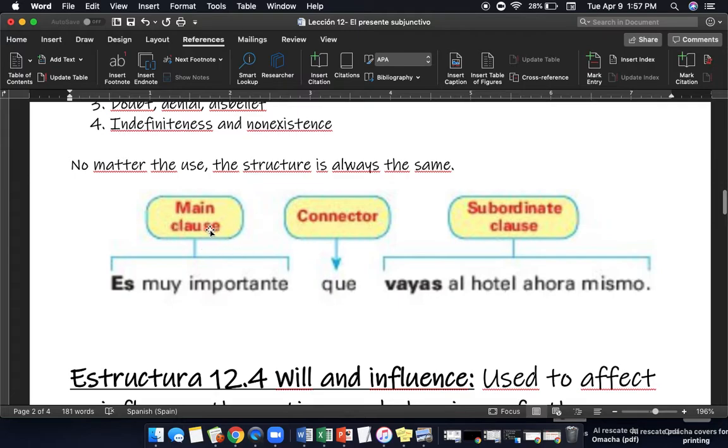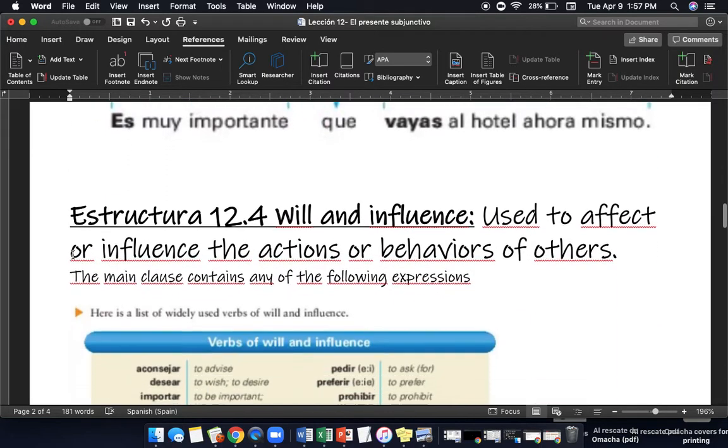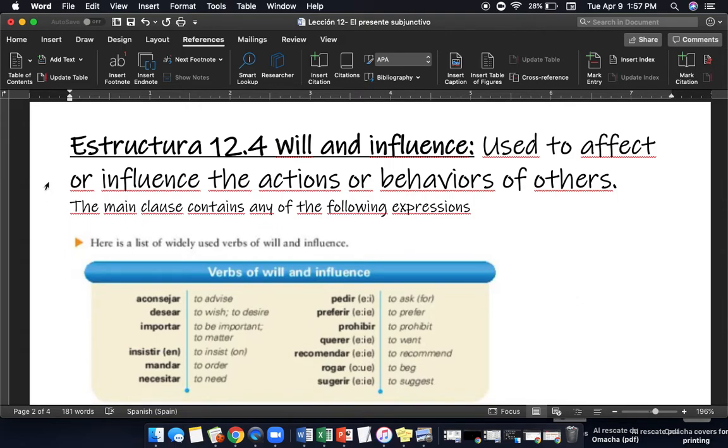You have that main clause, then you're always going to be required to have a connector, and that subordinate clause is where you're going to find the subjunctive idea. So on Estructura 12.4, we start with will and influence, right? We use this to affect or influence, if you will, the actions or behaviors of others. So for example, if I said, I hope that they all read Omacha this week. I don't know if you guys are going to do it, but I'm hoping that you do. I'm trying to influence your actions into grabbing the book and finishing up these chapters and posting those questions online.